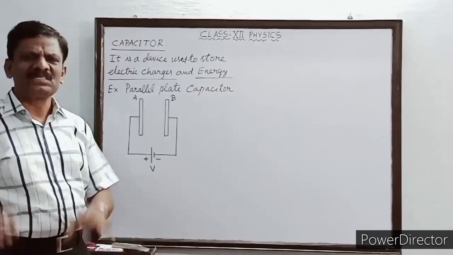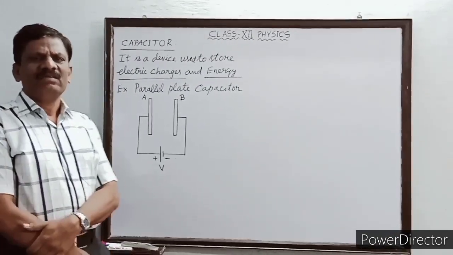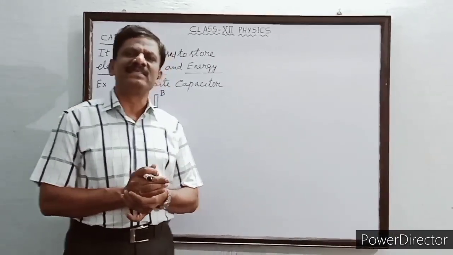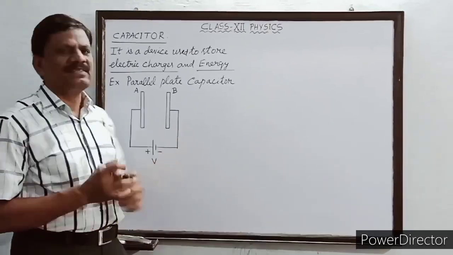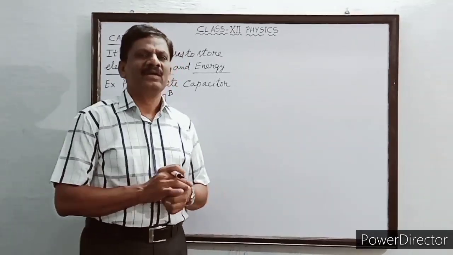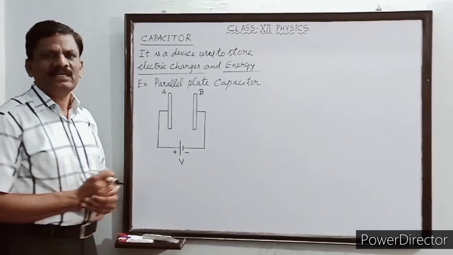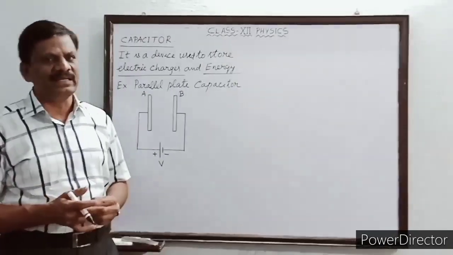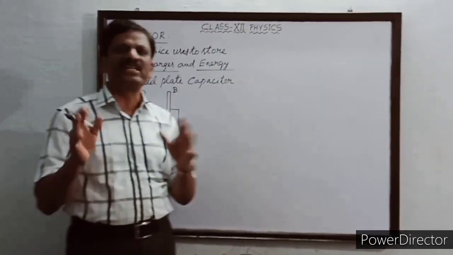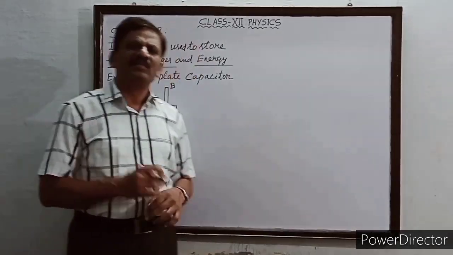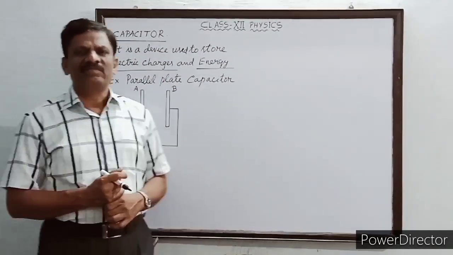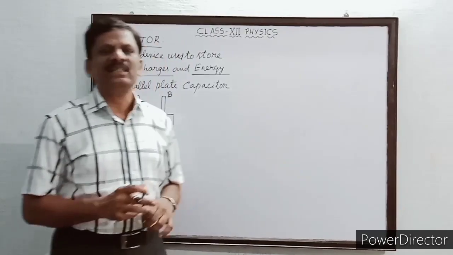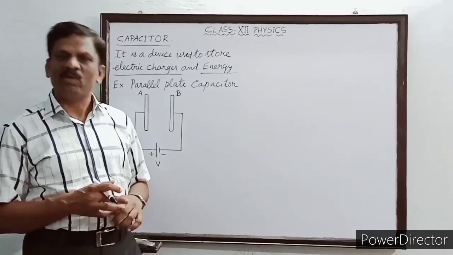In most applications in our everyday life, for example in a ceiling fan, in automobile starters, and in some other devices, we use capacitors. So what is a capacitor? It is a device which is used to store electric charges and energy. Depending upon the shape of the device, there are many types of capacitors, for example the parallel plate capacitor, the spherical capacitor, and the cylindrical capacitor.